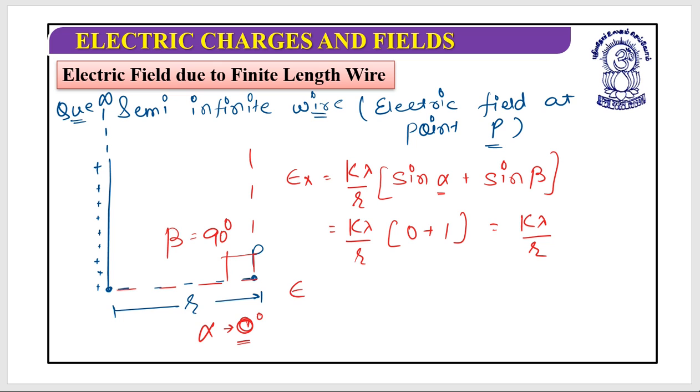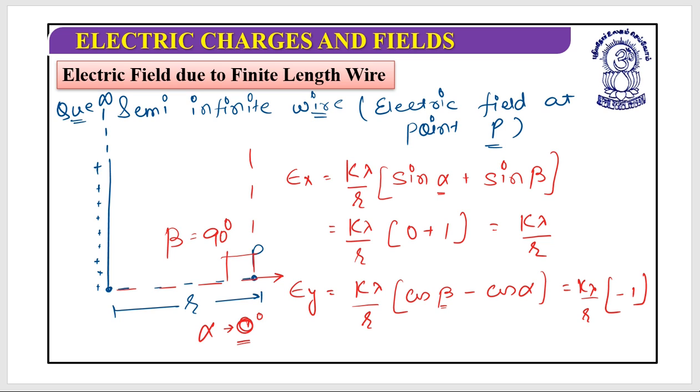Now, what is E1? It is k lambda by r into bracket cos beta minus cos alpha. So it is cos 90, which is 0. So this is k lambda by r into cos 0, which will be 1, but it is minus 1. Now let's make the direction of Ex and Ey. This is the direction of Ex. This is the Ey.